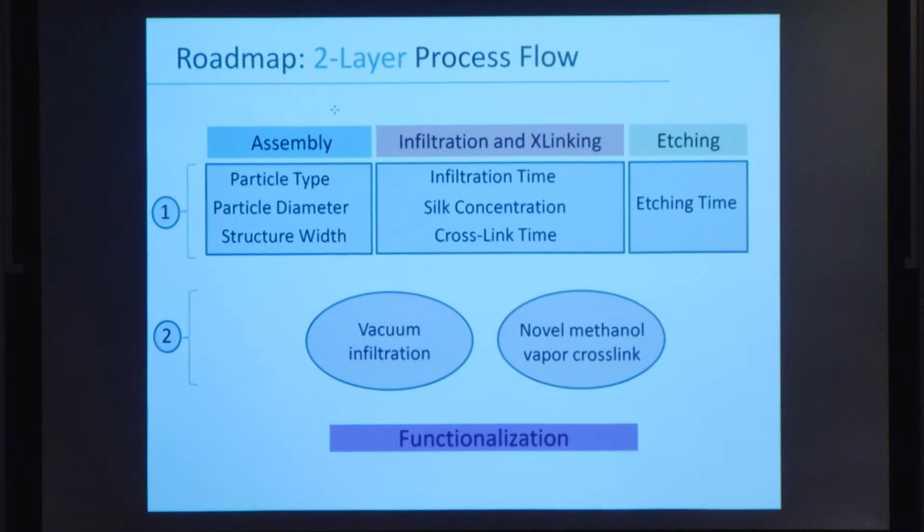So returning back to our roadmap that we just showed, we've completed first our characterization, and I've showed you the process in which we've analyzed these main factors, and we have a general understanding of how they work on a 3D scale. And so now we can tailor those to developing methods to enhance infiltration and cross-linking, and now we're going to move on to that.